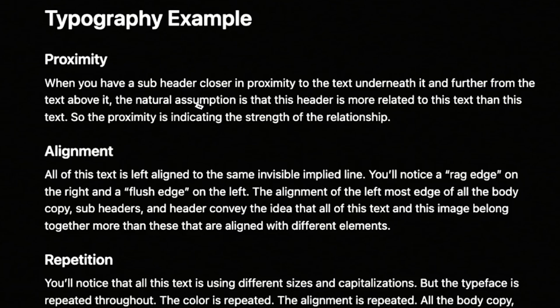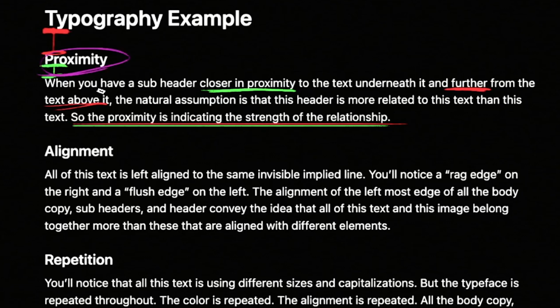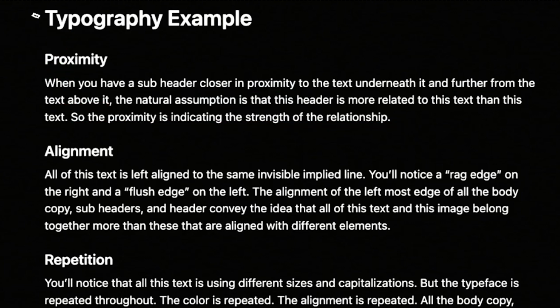Now that we've defined these principles independently, let's see how they work together. Typography is one of the most obvious explanations of how these design principles work together to show relationships. Here's a typography example. Proximity. When you have a subheader closer in proximity to the text underneath it and further from the text above it, the natural assumption is that the header is more related to this text than to this text. So the proximity is indicating the strength or weakness of those relationships.